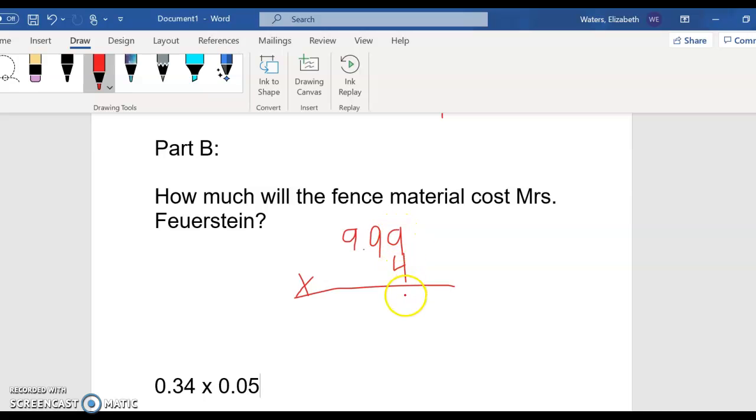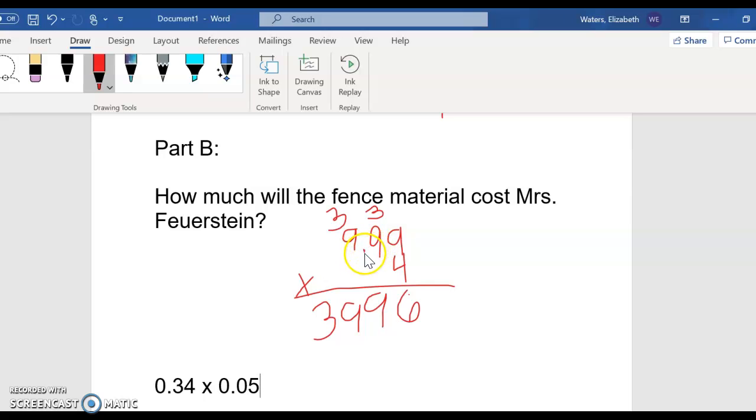So I'm going to do 4 times 9. 4 times 9 is 36. You put your 6 here, carry your 3. Then I'm going to do 4 times 9 again, which is again 36, but you need to add that 3, so that gives you 39. Carry the next 3. 4 times 9 again is 36, plus that 3 is 39. So my answer is what you see on the screen, but that's not actually your answer.